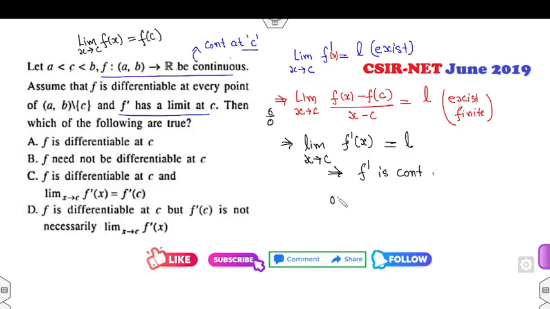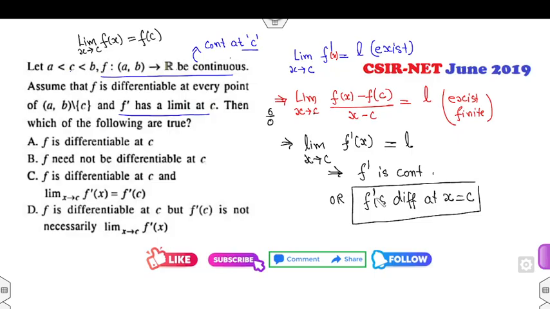Fine. Or you can see that if the limit is L, that means f is differentiable at the point x equals c. F need not be differentiable, that's wrong. F is differentiable at the point c and the limit is equal to L.